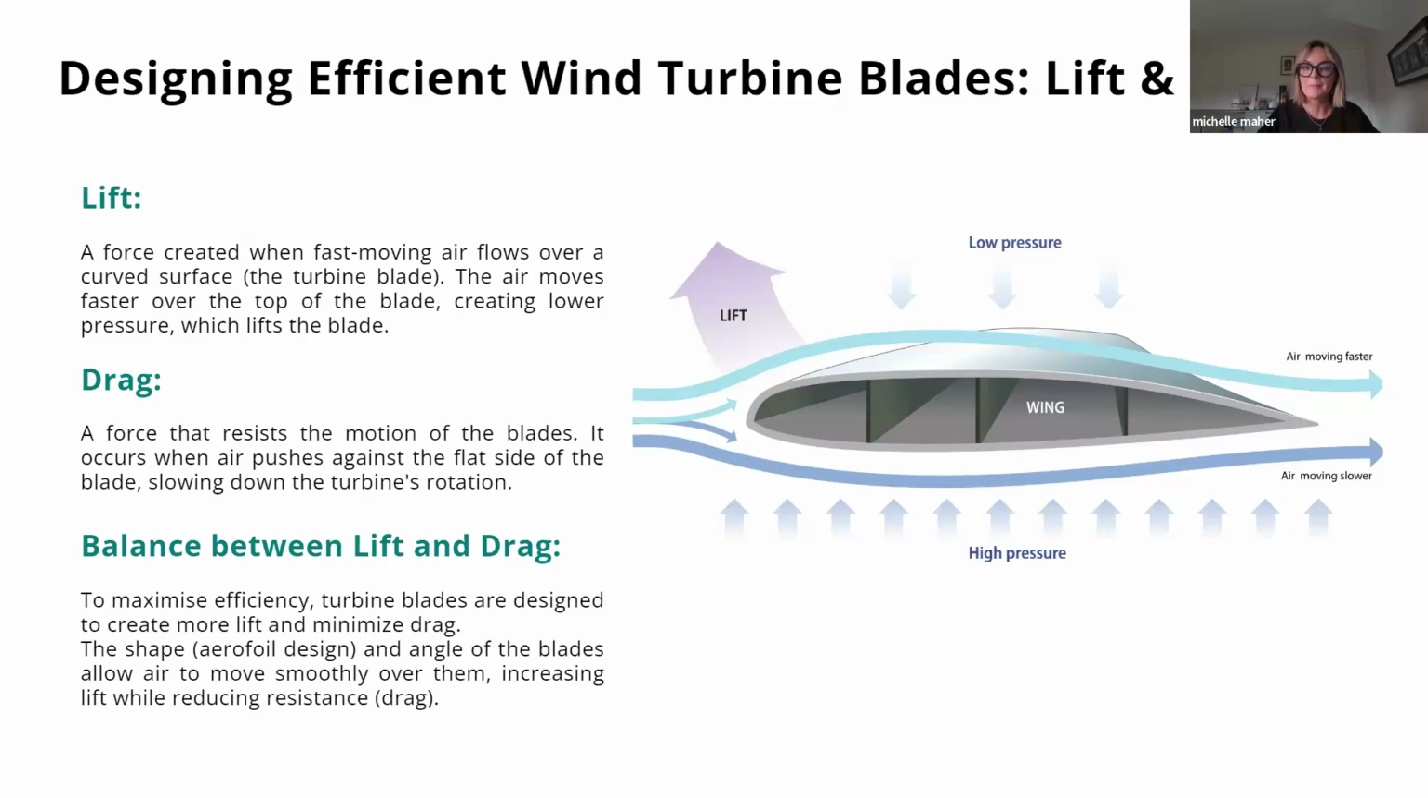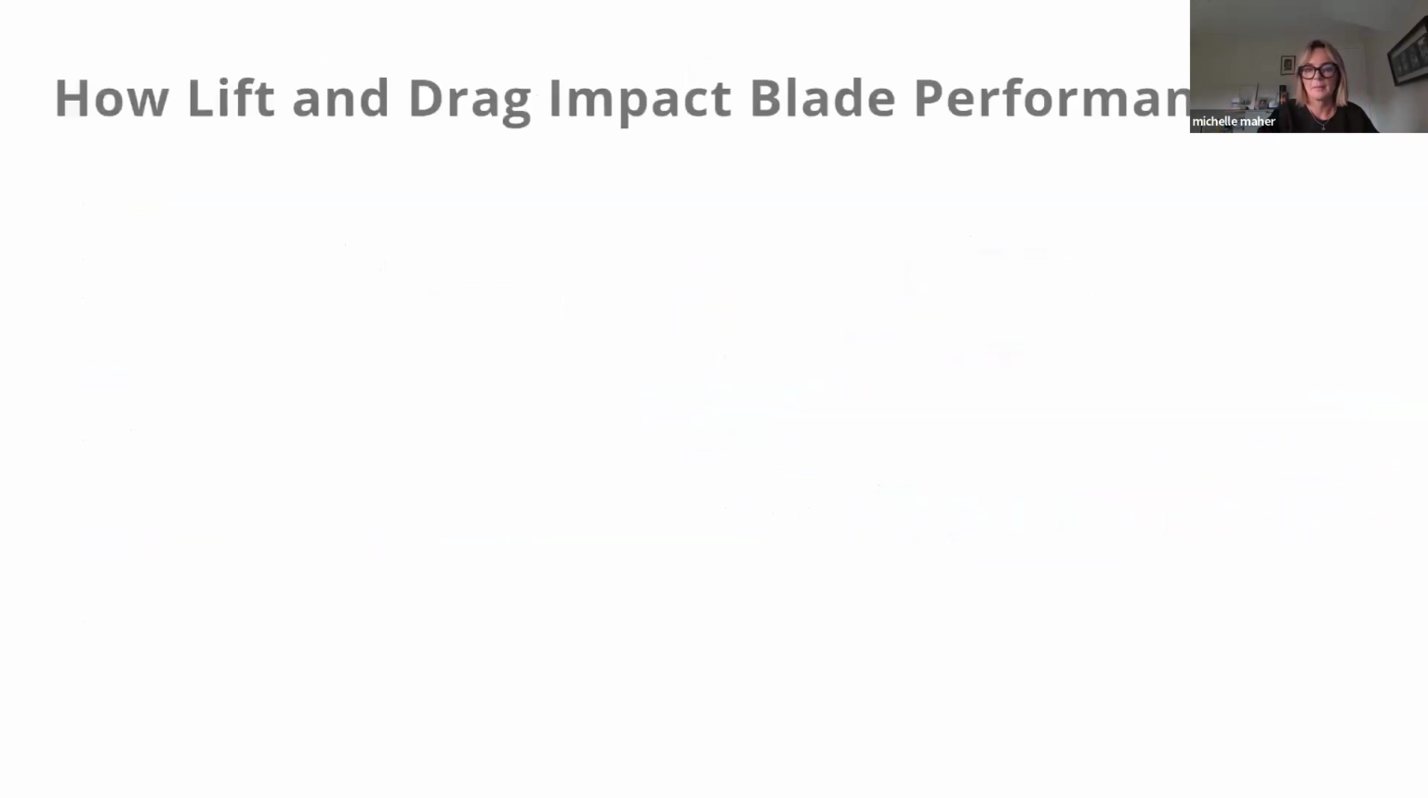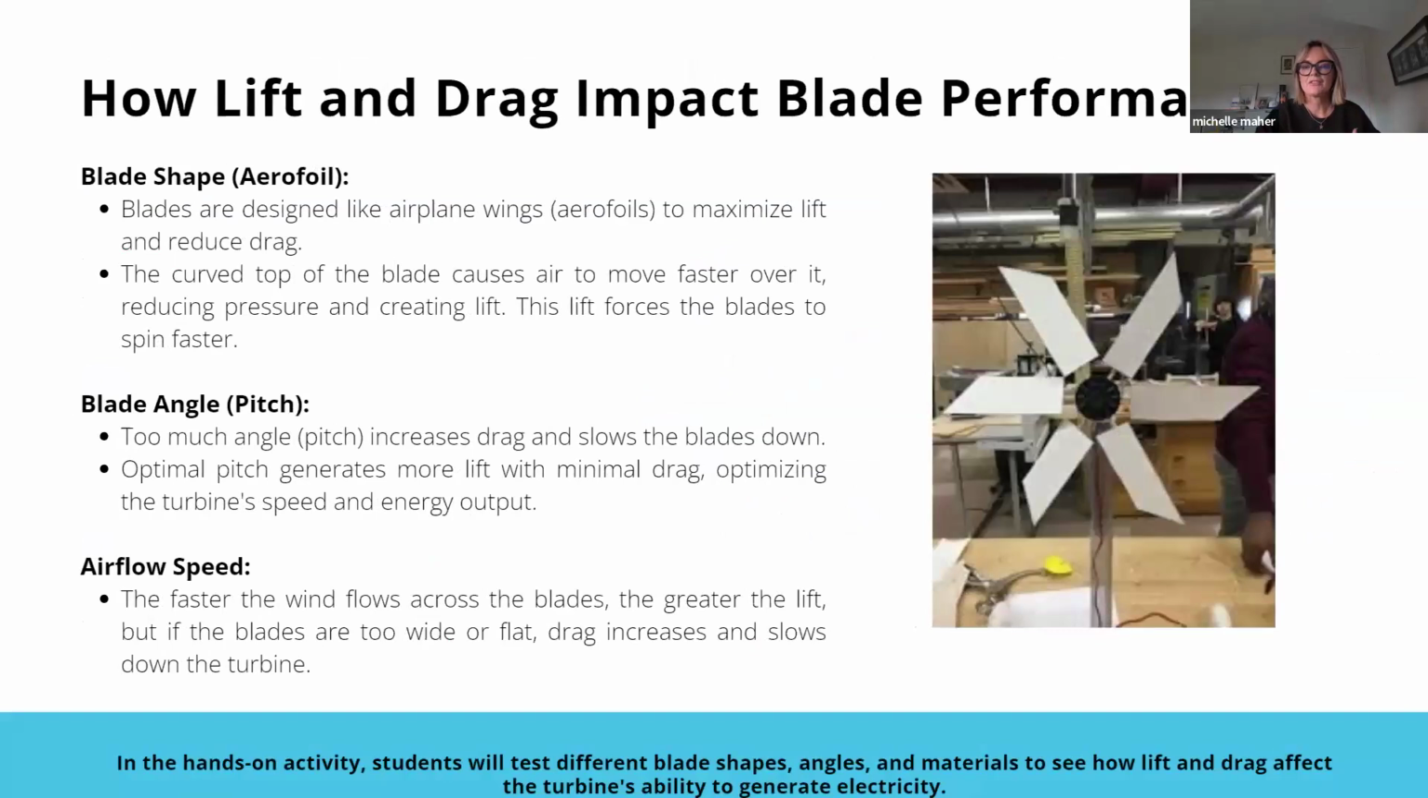Drag is the resistance. Drag is what's going against it to stop it, like when I was running outside. So you've got the two of them working against each other: lift trying to get it up, and drag trying to slow it down. Turbine blades are designed to create more lift and minimize drag. So the design and the angle is really, really important. The blades are designed like airplane wings to maximize lift and reduce drag.